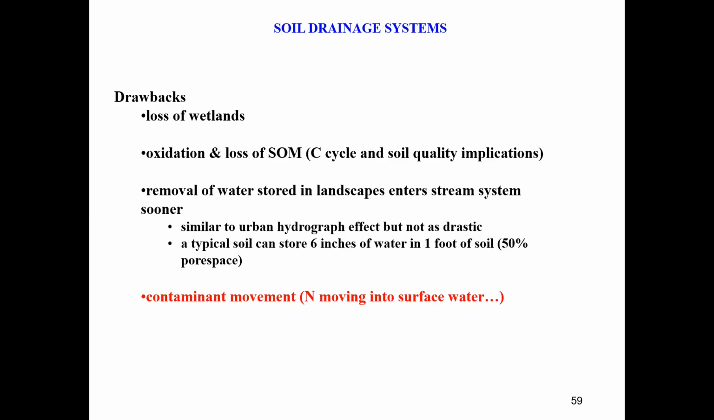Most of the surficial soils in the watershed have about a 50% pore space. So that means in 1 foot of soil, you could store 6 inches of water. Now we've removed that. And these tile are about 3 feet deep. So in 3 feet of soil, we've removed 1.5 feet of water slowly as the tile removed those. So I could elaborate more on that, but I didn't put any of that in this presentation because I want to focus on the contaminant movement, the nitrogen part.